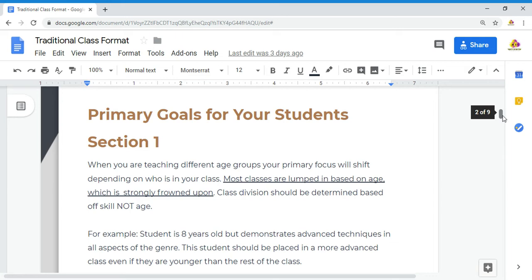So when I'm saying, okay, we're talking about 8-year-olds, that 8-year-old could be in the beginner class, but you still want to focus on this specific thing. You get what I'm saying? So we're not talking about the level yet. We're talking about the age and where they are mentally in their brain and what you should focus on.